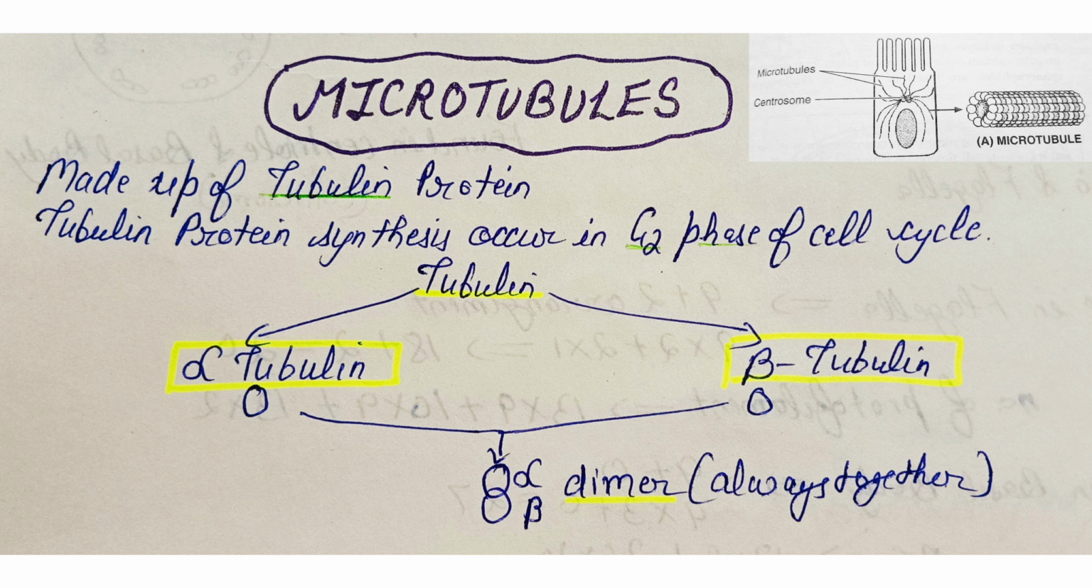Firstly, we have microtubules. Microtubules are long, hollow and cylindrical structures. It is made up of protein tubulin. Synthesis of this tubulin protein occurs in the G2 phase of the cell cycle. This tubulin protein is formed by the polymerization of two subunits. These are alpha tubulin and beta tubulin. The alpha and beta form the dimer. Dimerization gives rise to the network of microtubule.